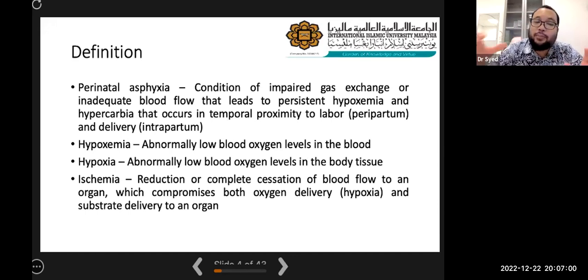Hypoxemia refers to abnormally low blood oxygen level. So hypoxemia is low oxygen in the blood. Hypoxia is low oxygen in the tissue. Ischemia refers to reduction or complete cessation of blood flow to an organ, so it compromises oxygen delivery and also substrate delivery to any organ. So low oxygen in blood is hypoxemia. Low oxygen in tissue is hypoxia. Low oxygen in an organ is basically ischemia.